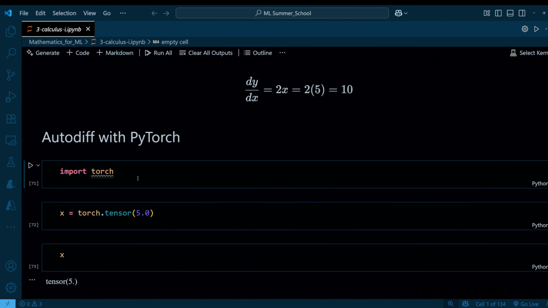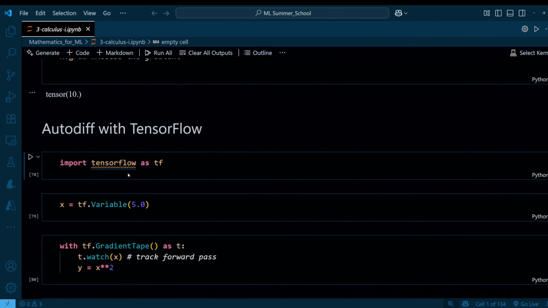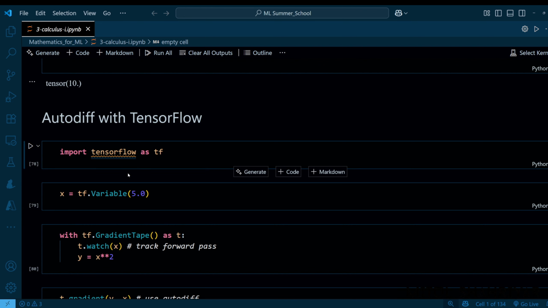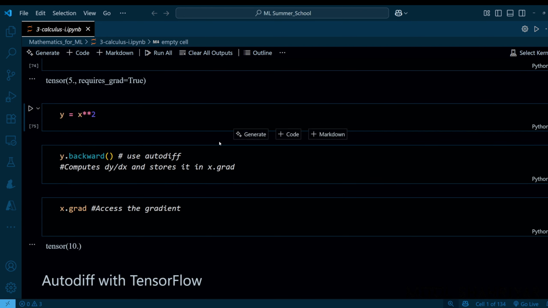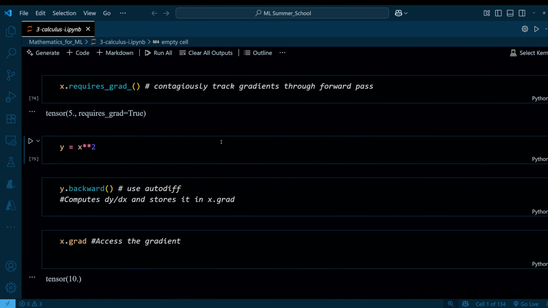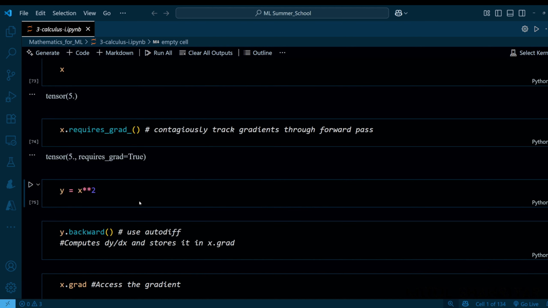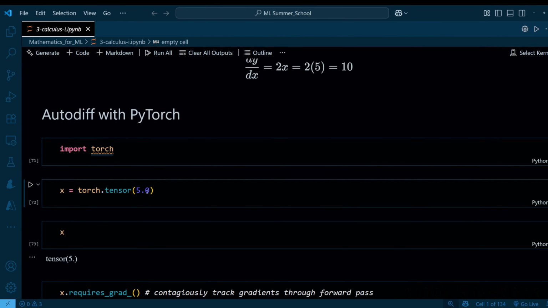Auto differentiation with PyTorch, TensorFlow. We can look at that for a while. So what is auto differentiation? We have a value set here. Assume that x equals 5. We said that.